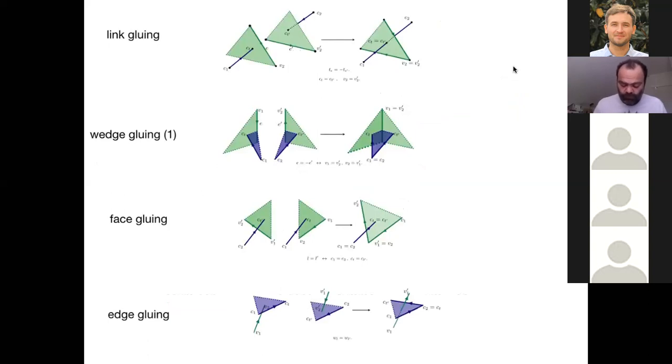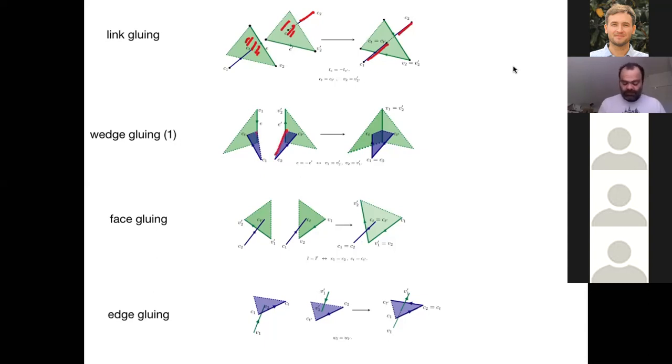So if we want to glue links, links are dual to triangles, right? So this means that we need to identify the triangle decorations. Because it's a phase decoration, we have to be careful with the roots and so on. And so by such a constraint, we can build a big link. We can glue wedges.